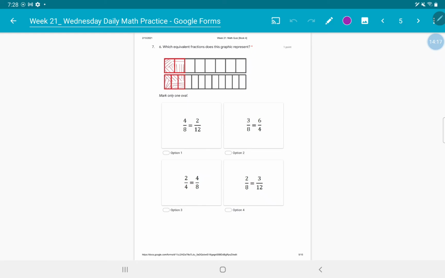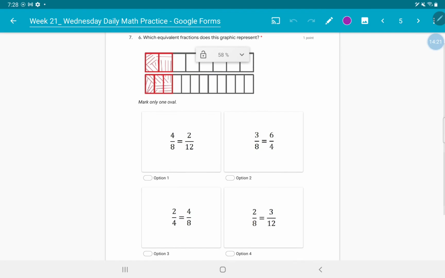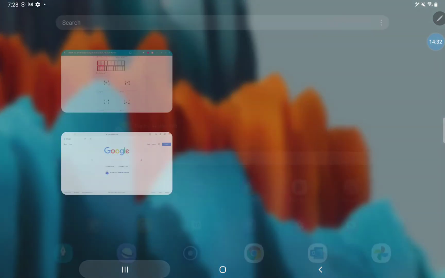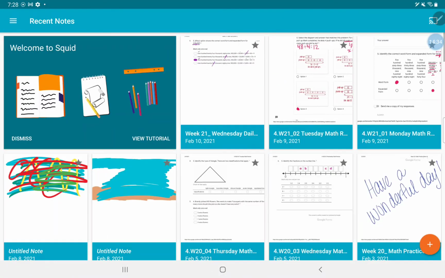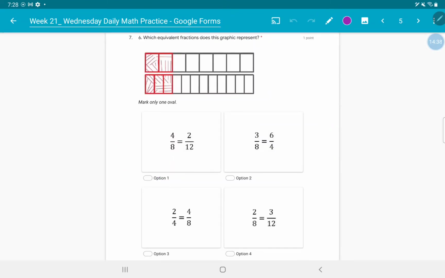All right. Next question asks you about equivalent fractions. Which equivalent fractions does the graphic represent? So I have 2 models. The wholes are the same size. They're broken up into different size pieces. So we're going to see which one of those sets of fractions represent the same as our models.